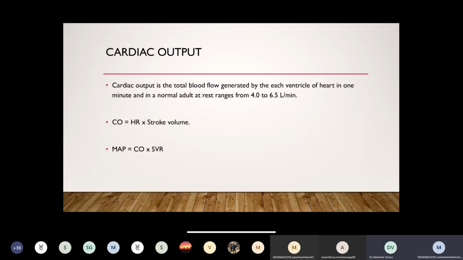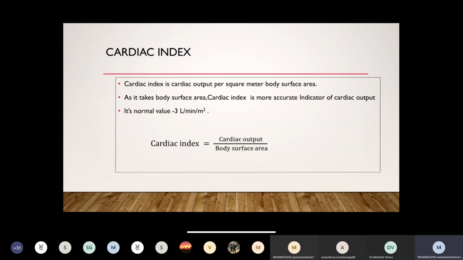Cardiac output is the total blood flow generated by each ventricle of the heart in 1 minute, and in a normal adult at rest ranges from 4 to 6.5 liters per minute. Cardiac output is equal to heart rate times stroke volume. So any factors which affect the heart rate or stroke volume also affect the cardiac output. From cardiac output, we can also measure the mean arterial pressure by cardiac output times systemic vascular resistance.